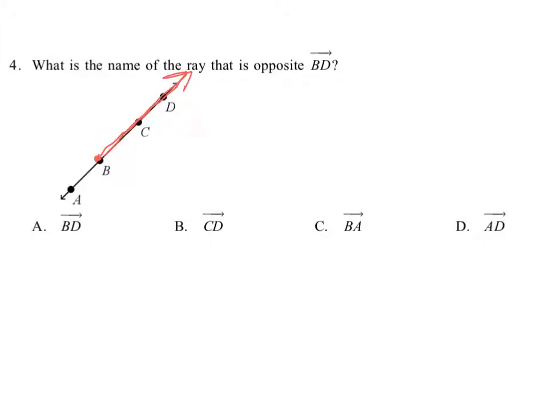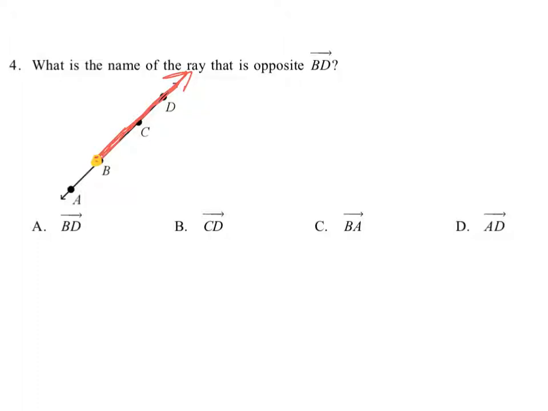So any ray that's opposite it will fall on that same line if it was a line, meaning they will point in opposite directions exactly. So what you need to do then is you need to have the same endpoint, B. And so right away, if we're looking at our choices, we can see that it's still got to have B as an endpoint, just pointing in the other direction. So it's going to be either A or C. They both have B as the endpoint.